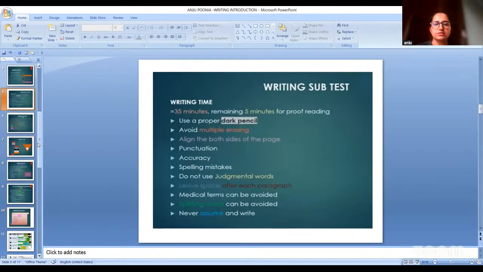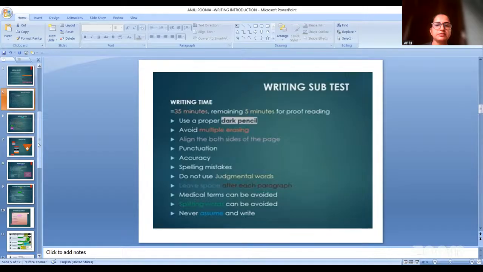Punctuation, accuracy, spelling mistakes: we need to check within the last 5 minutes. And do not use any judgmental words, because it is not mentioned in the case notes. We need to write in a simple way.